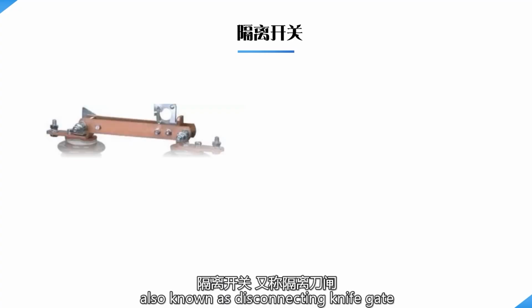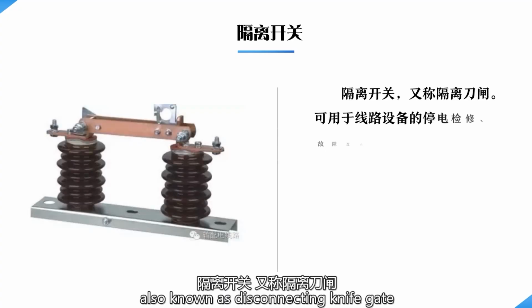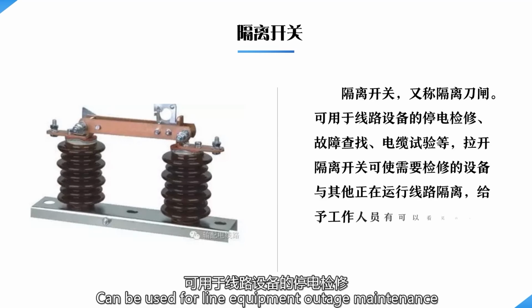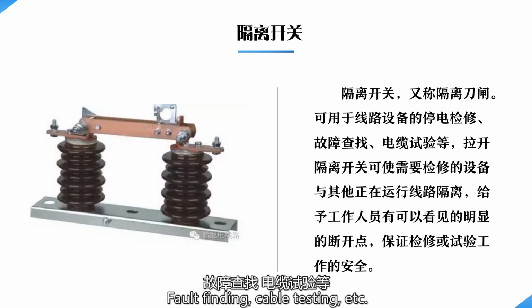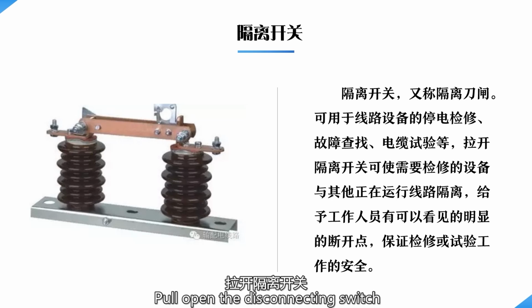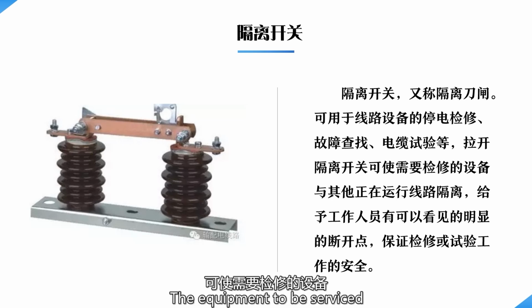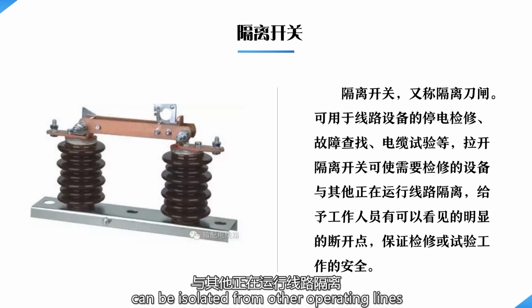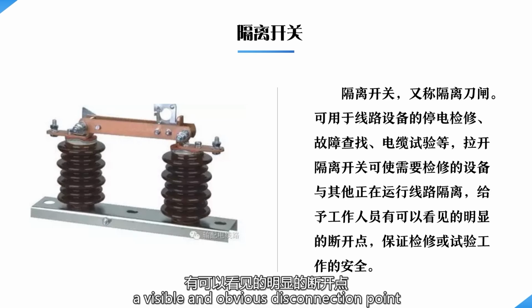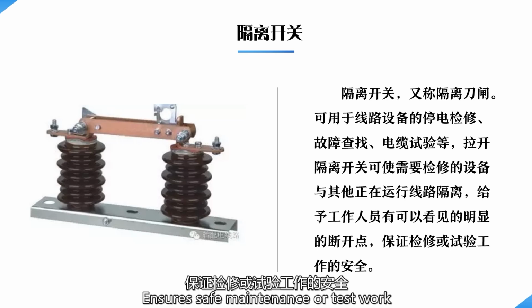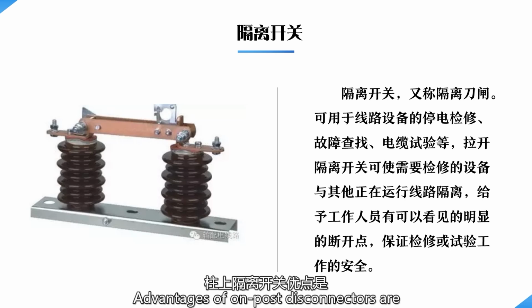Disconnecting switch, also known as disconnecting knife gate, can be used for line equipment outage maintenance, fault finding, cable testing, etc. Pulling open the disconnecting switch isolates the equipment to be serviced from other operating lines, gives personnel a visible and obvious disconnection point, and ensures safe maintenance or test work.